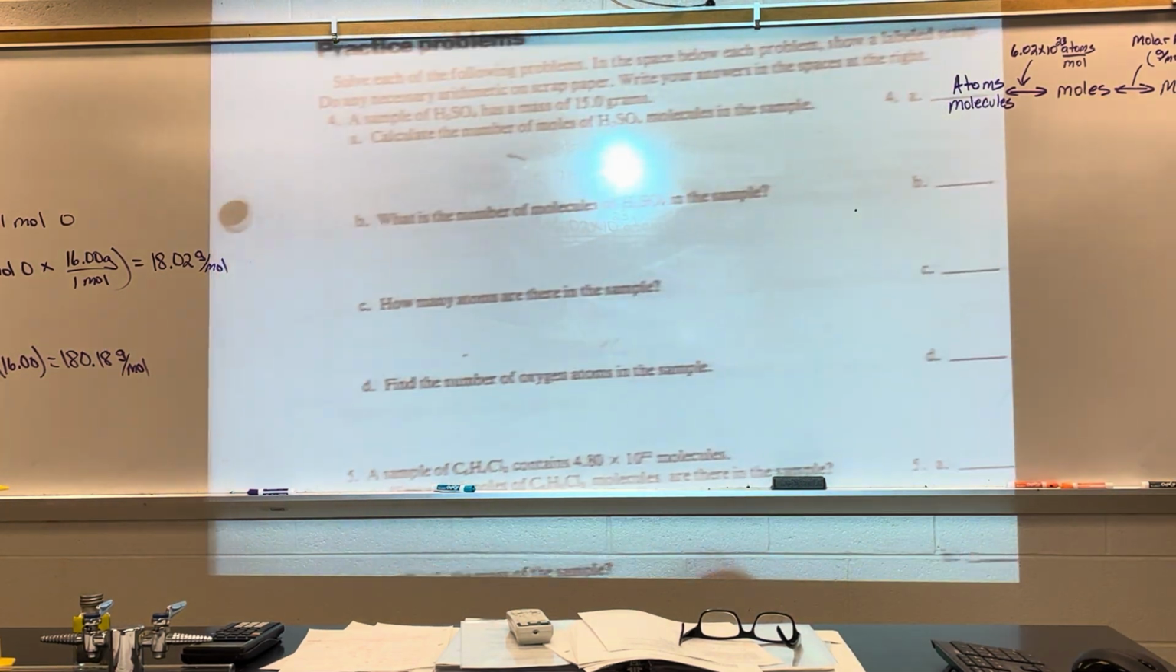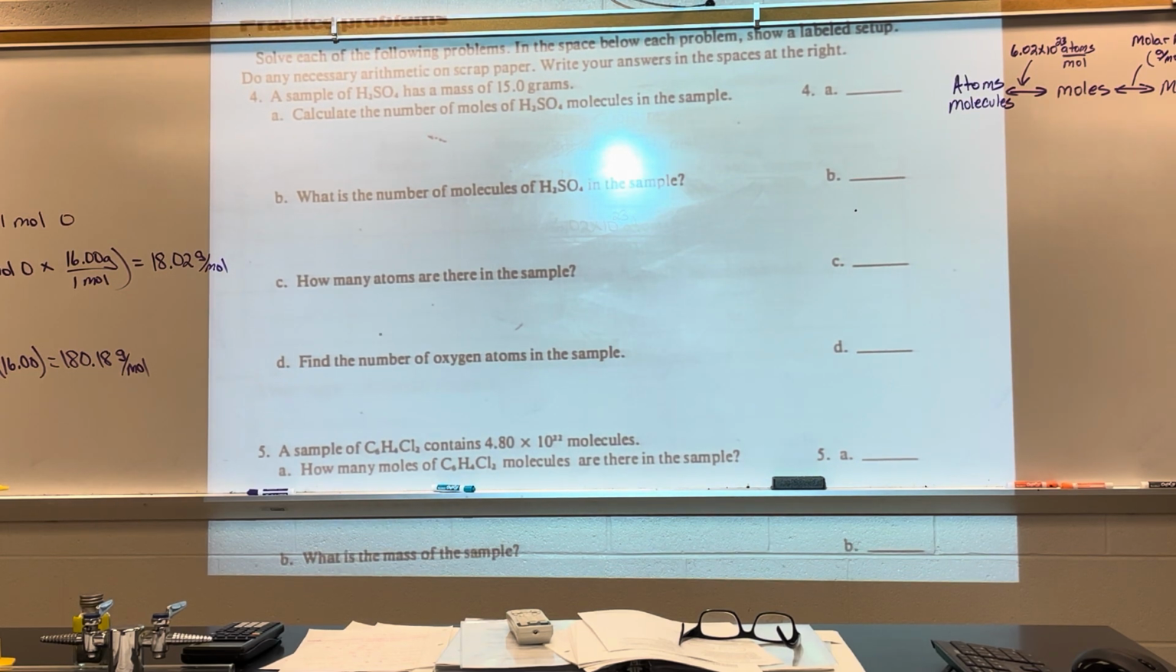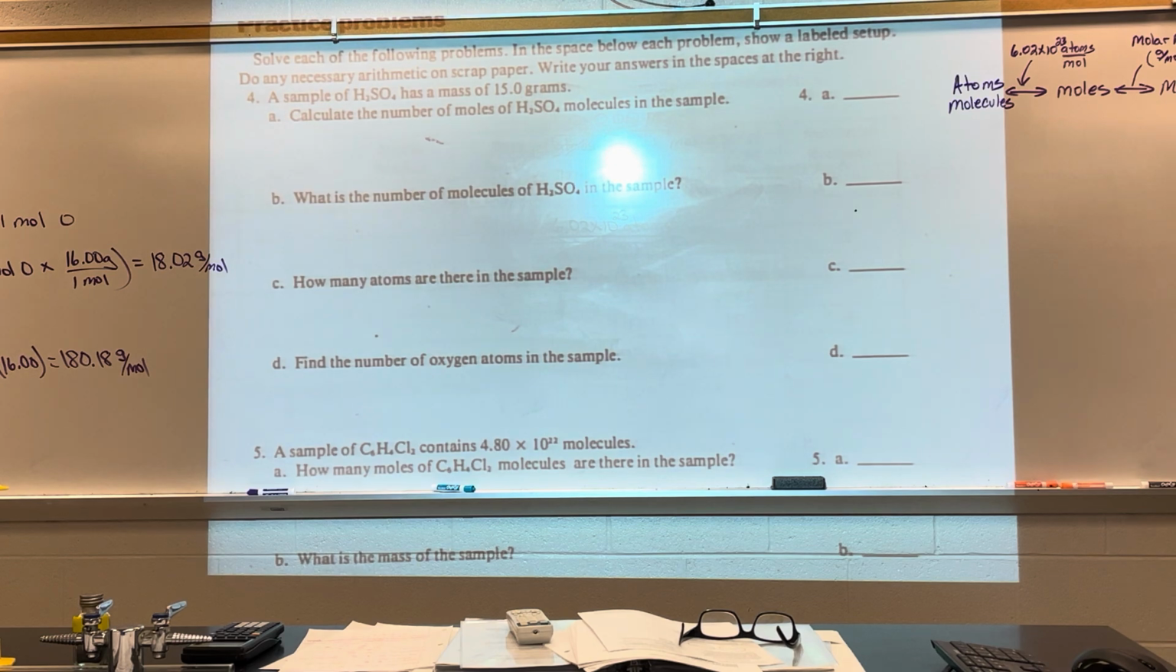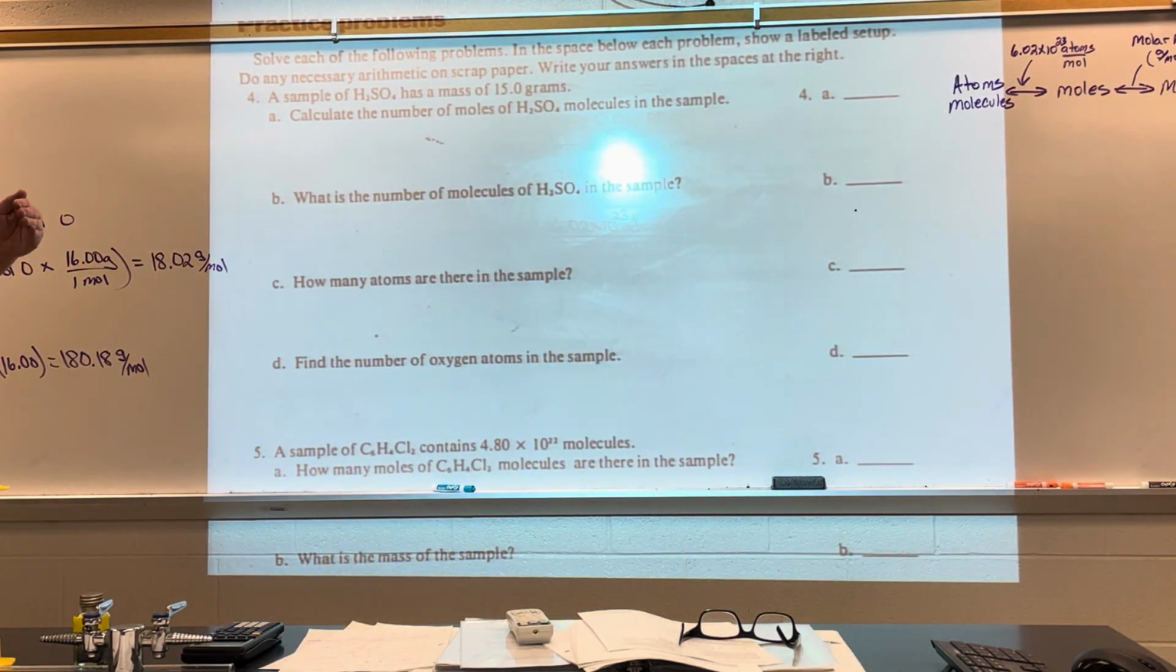So let's look at this first one here. And then tomorrow, I'm going to let you kind of finish up the back of the page. But I just kind of want to go through this with you. You'll note on the very back page of this is a practice average atomic mass problem. And then there's a chart filling in the protons, neutrons, and electrons like we need to be able to do. Okay?